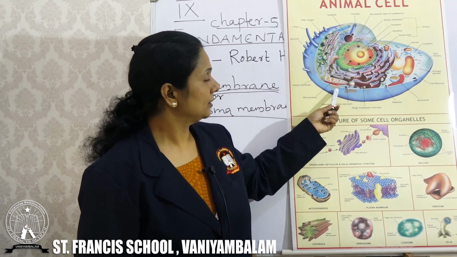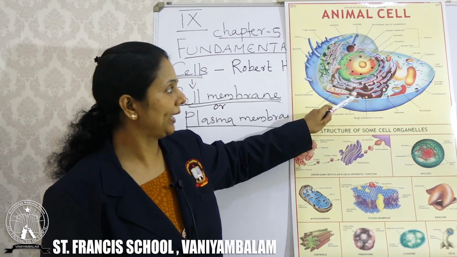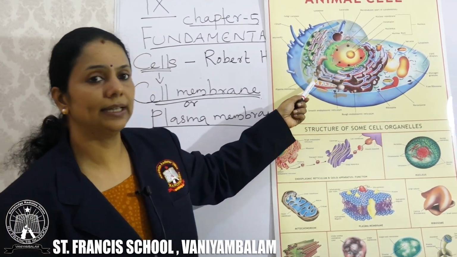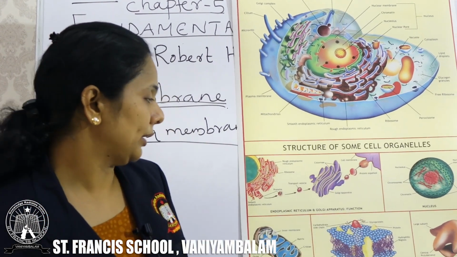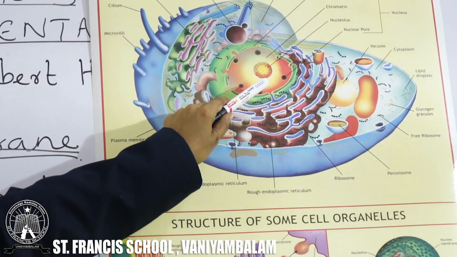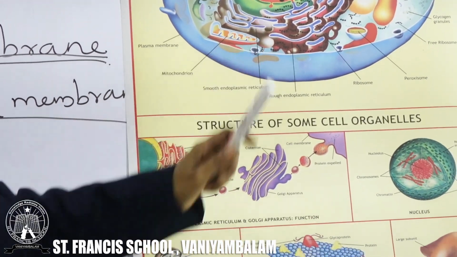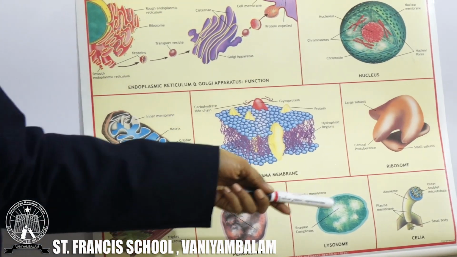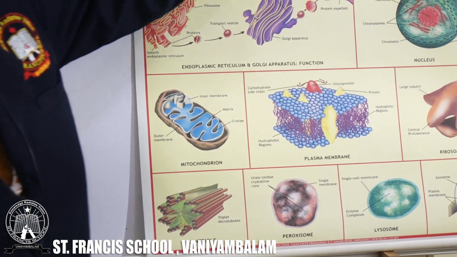Children, look at this chart. This is a chart showing the animal cell, okay. Different parts of the animal cell you can see here in the chart. These are the structures of some cell organelles. As I told you, the nucleus is the center part, which is the control center of the cell. Now the endoplasmic reticulum is there. Now mitochondria, plasma membrane or cell membrane, ribosomes, lysosomes, centriole, these are all the parts of a cell.